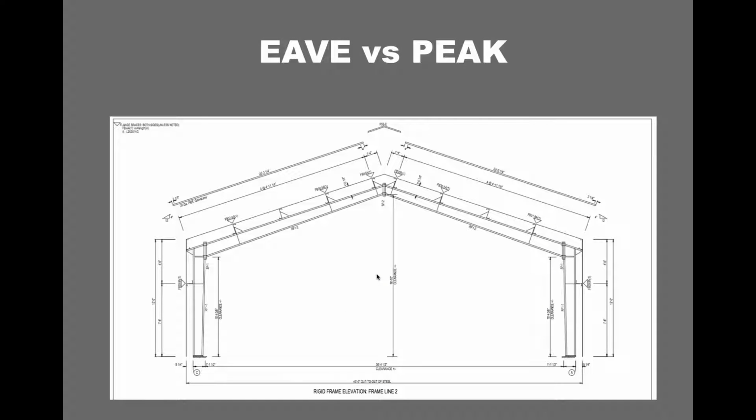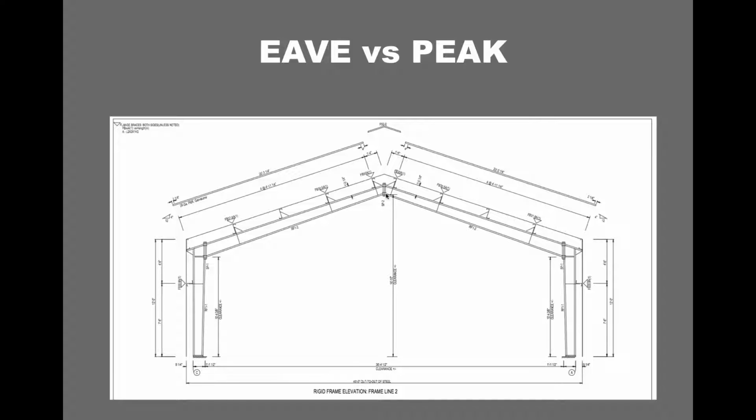All right, so real quick, let's go over eave versus peak. Pretty simple here, but a lot of times people get it mixed up. The big thing that you want to remember is that for the most part, when people in the industry are talking about the height of your building, they're talking about the eave height. And what's the difference between the eave and the peak? Well, it's pretty simple. Right here, where the wall meets the roof, that would be your eave. So in this example, you have an eave height of 12 feet.